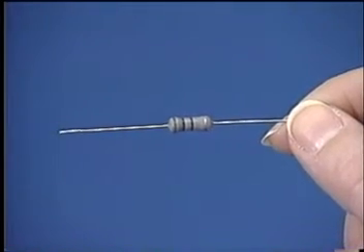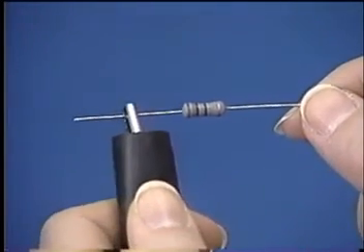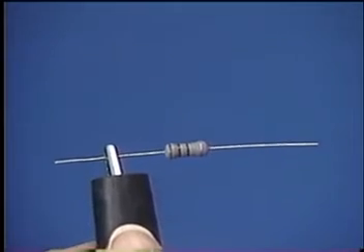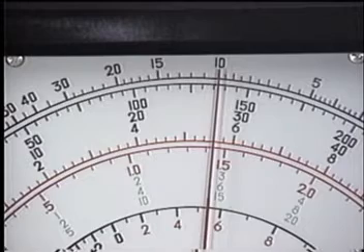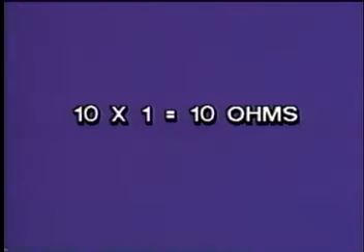Next, using alligator clips, connect one probe to either resistor lead and then connect the other probe to the other lead. Looking at the meter face, you'll see that the needle is on 10. To determine how many ohms the reading represents, multiply the reading 10 by the range selected, which was times 1. This gives a total measured value of 10 ohms.